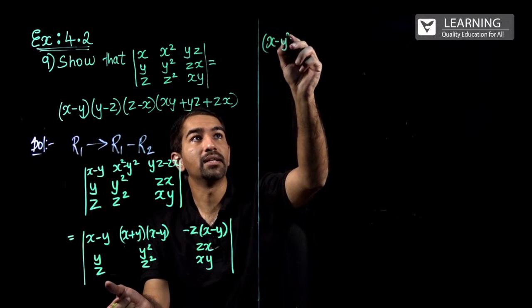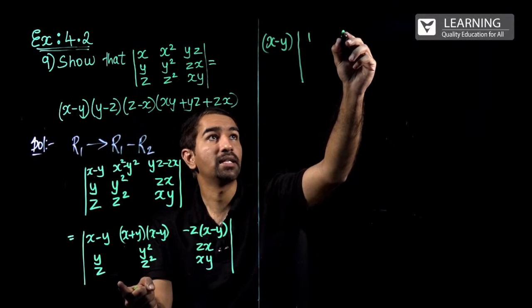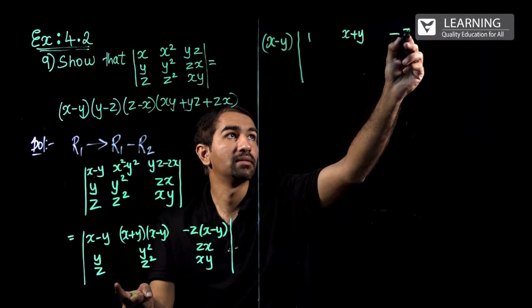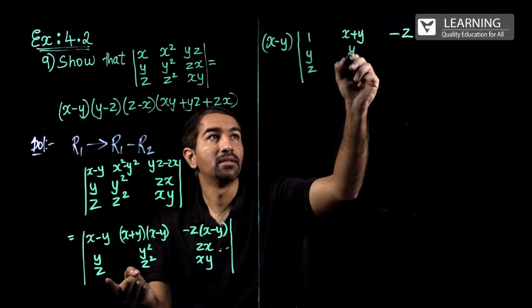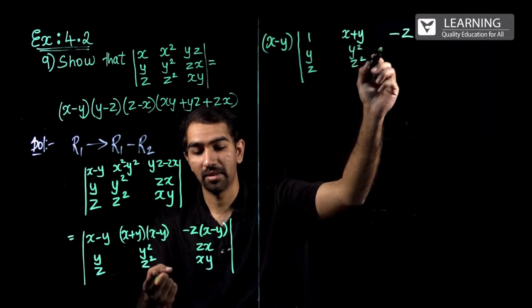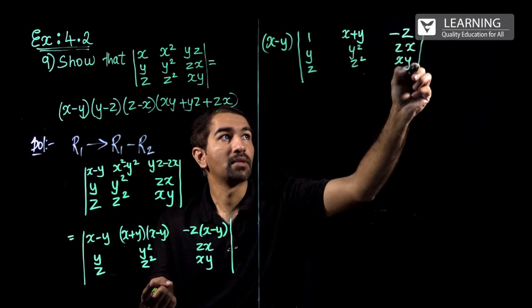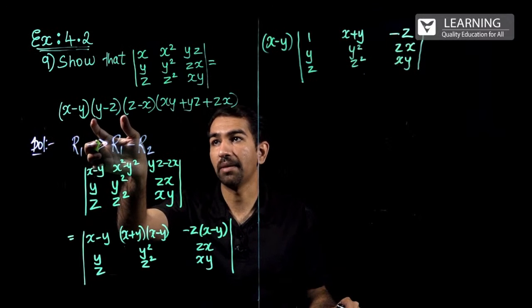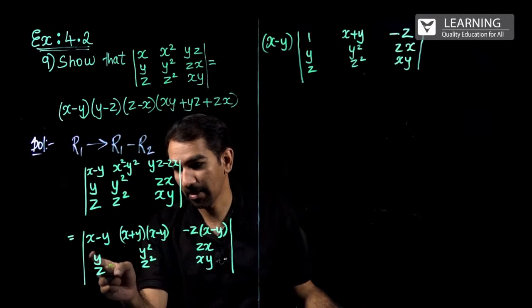x minus y of 1, x plus y, and here we'll be getting minus z. Rows 2 and 3 as it is, yz, y square, z square, and zx, xy. Now see what is the next term? You got x minus y, next we'll try to get y minus z. So how do we do that? Again, y square and z square we have, y minus z we have.